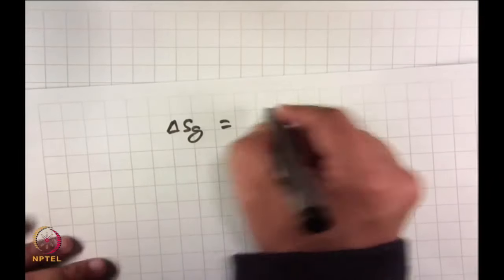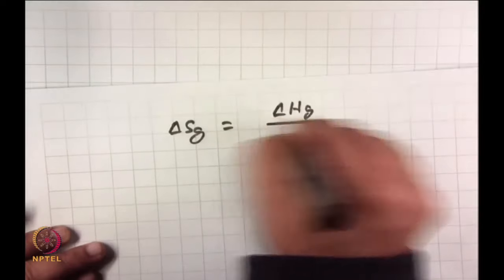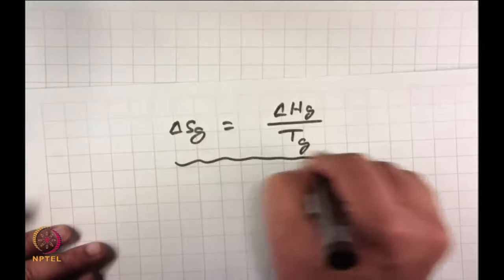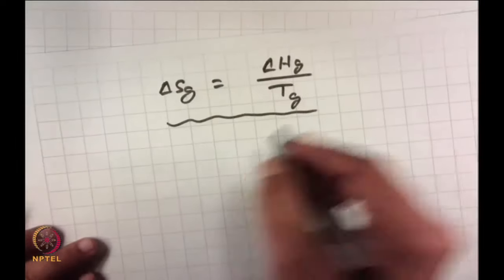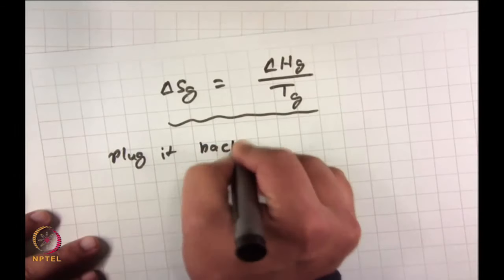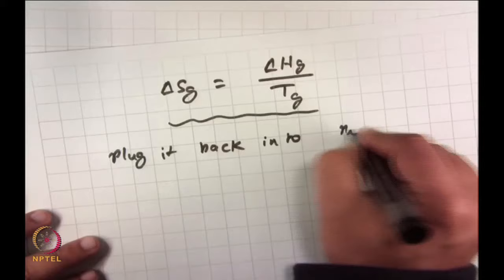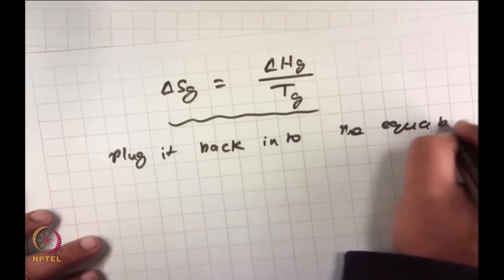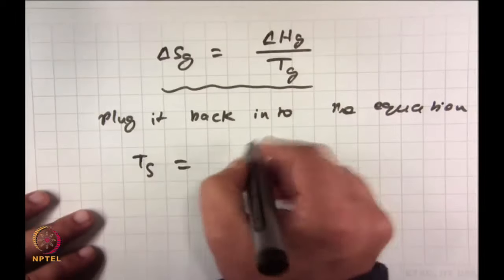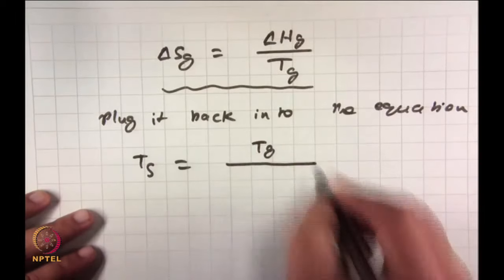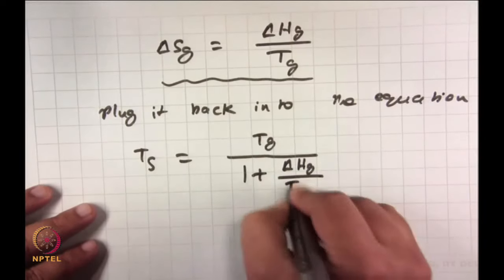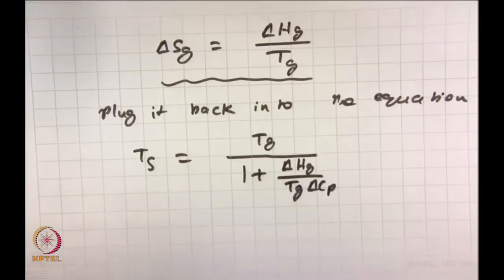Delta S of g is equal to delta H g by T, and here the temperature being what? T g. Very good. So, this we know. So, what we will do is we will take this and plug it back into the equation to get T of S is equal to T of g, then 1 plus delta H g by T g times delta C p.